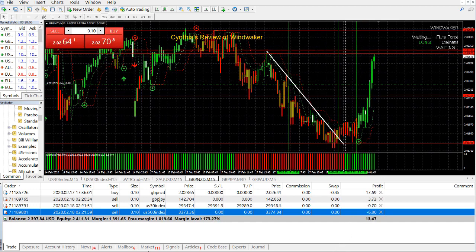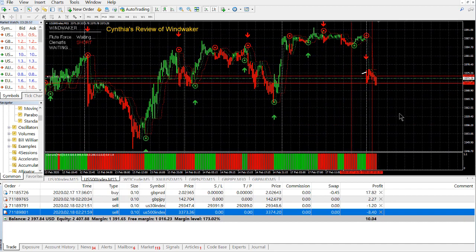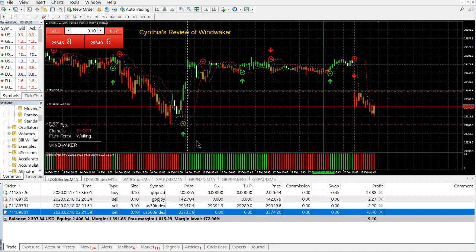So everything's still doing pretty good. What's happening with my US 30 and US 500? They're retracing a little bit, but candles are still red. US 30, everything's still red. It's pulling back a little. I'm just going to leave them until I get the reverse signal for a buy, a hurricane force green circle, and these turn green. I'm just going to let this trade go.